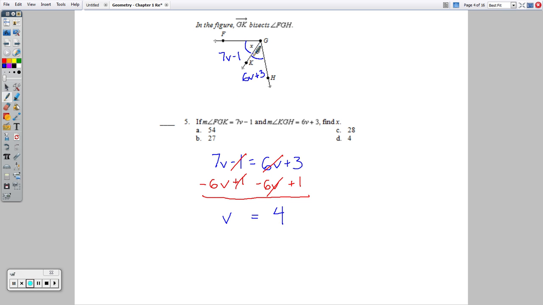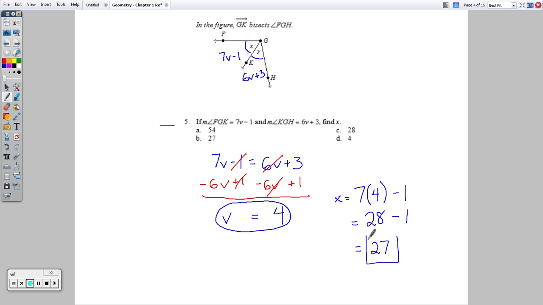And so we're trying to find X. What is X now? I need to take this, so not my final answer there, but that's important. I'm needing to take this and plug it back into 7V minus 1 and see what I get. So 7 times 4 minus 1, that's going to be 28 minus 1, which is going to equal 27.